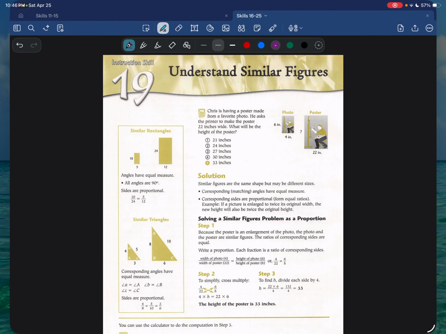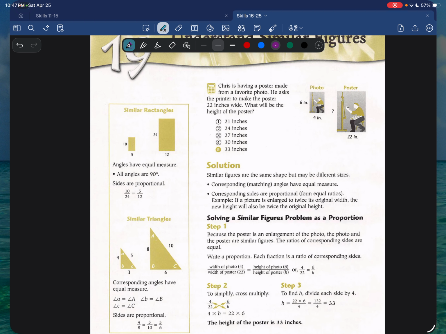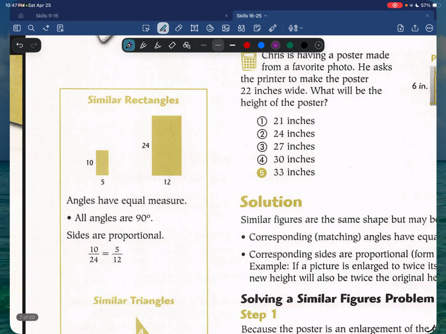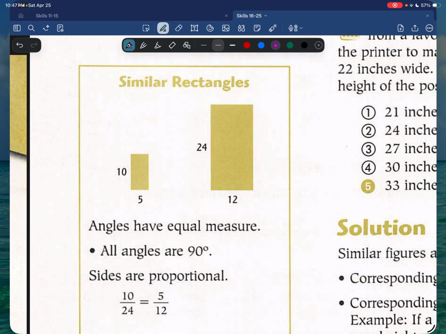Instruction skill number 19 is understanding similar figures. And I think this might be my favorite math skill ever. This one I absolutely love. Let's take a look over here, first of all, at what it means to be a similar figure.